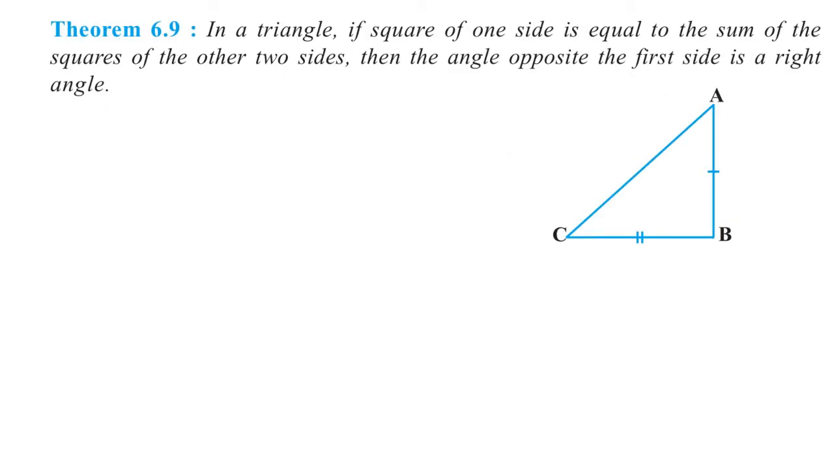Now what is the converse of the Pythagoras theorem? The converse is, in a triangle, if the square of one side is equal to the sum of the squares of the other two sides, then the angle opposite the first side is a right angle. What does it mean? Suppose you have a triangle, and in the triangle AC squared is equal to AB squared plus BC squared, then angle B is 90 degrees. So that is the converse of the Pythagoras theorem.